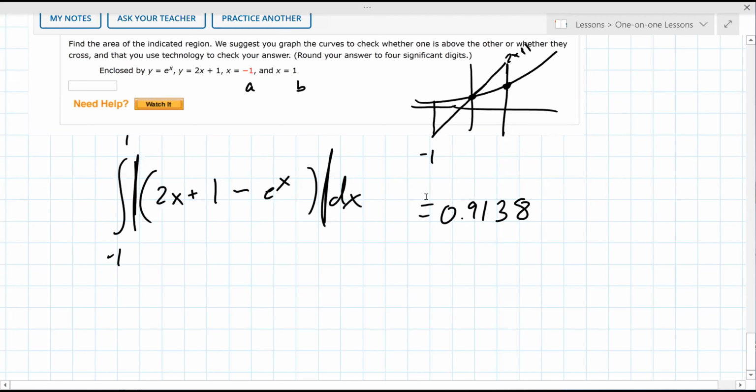Is it 0.913? I got something different. Well, I wrote it down here: 0.9138. Yeah, that's what I got. Oh, I'm sorry, maybe I misunderstood. Okay, so let me just enter that in. We're both in agreement on that.